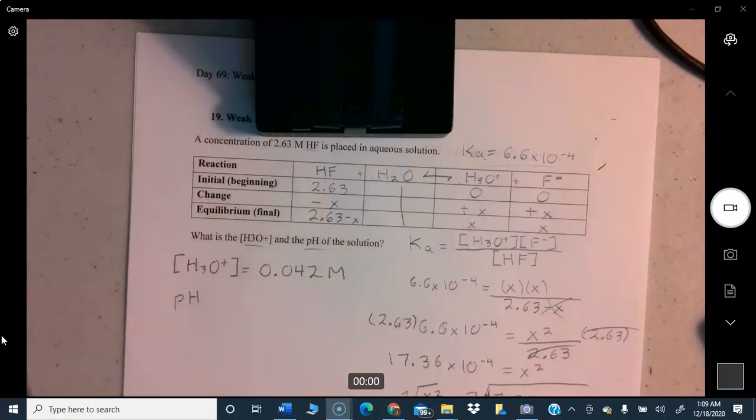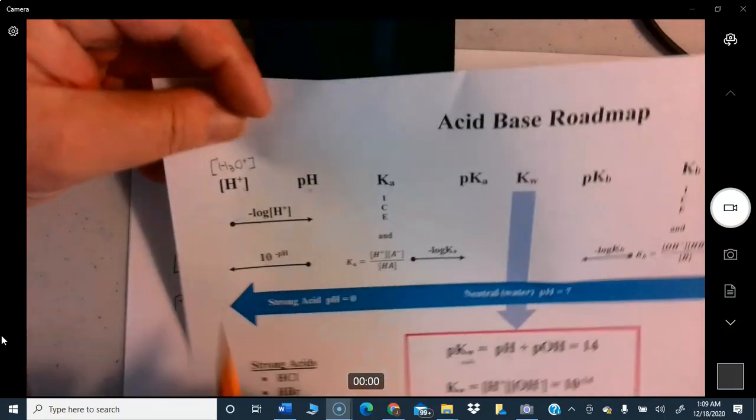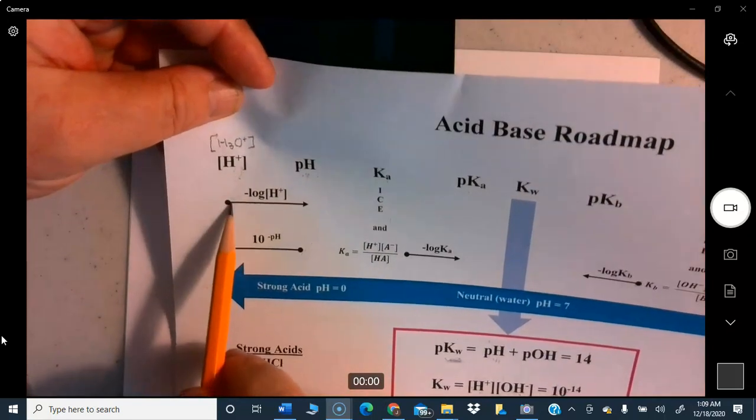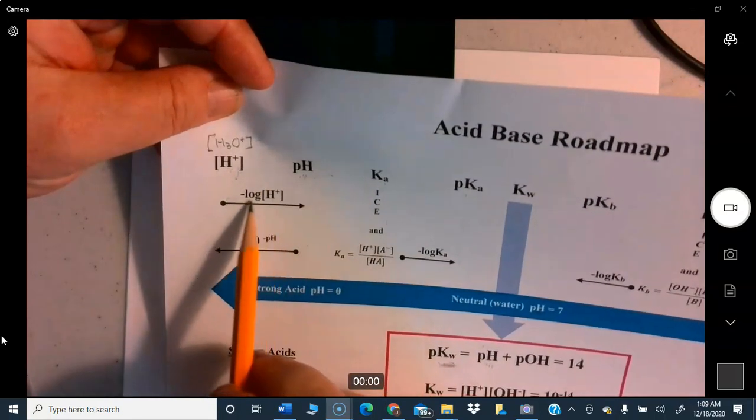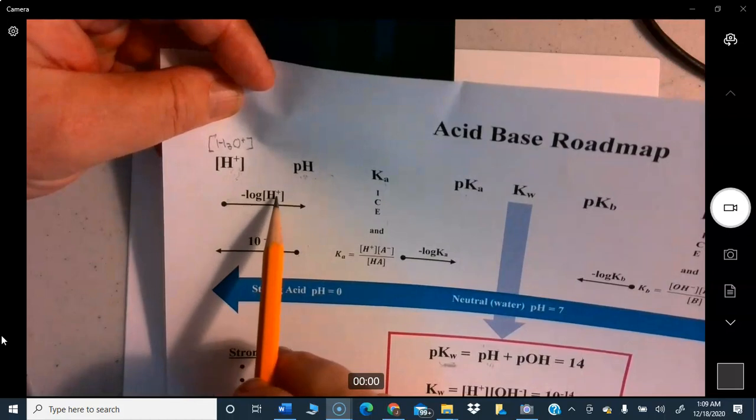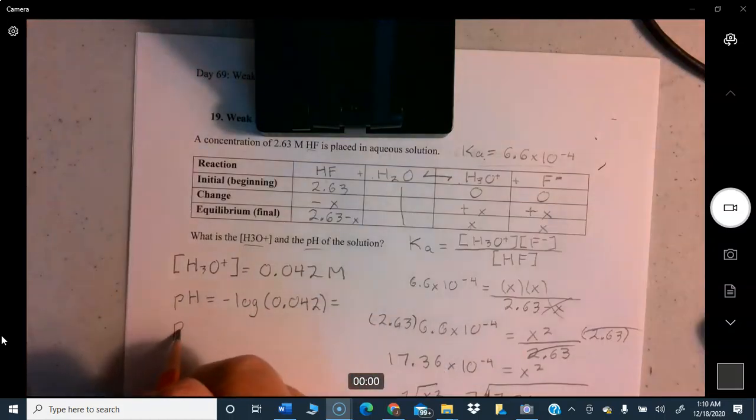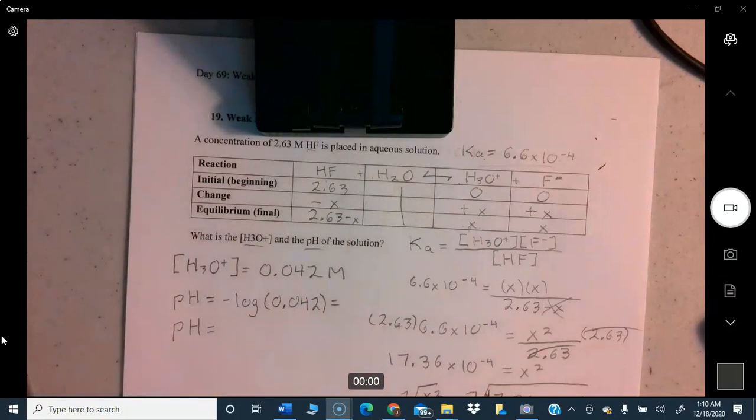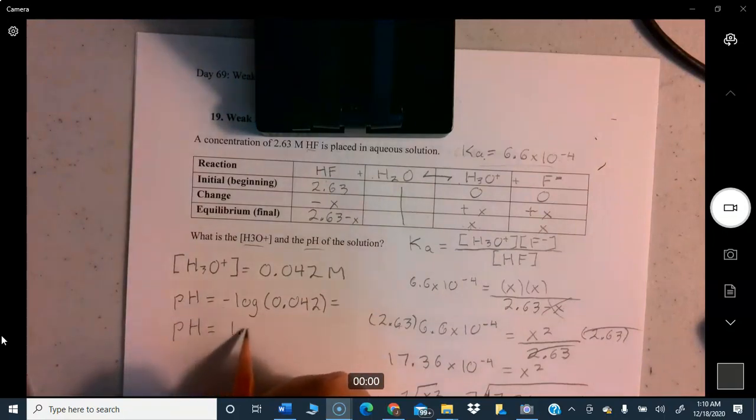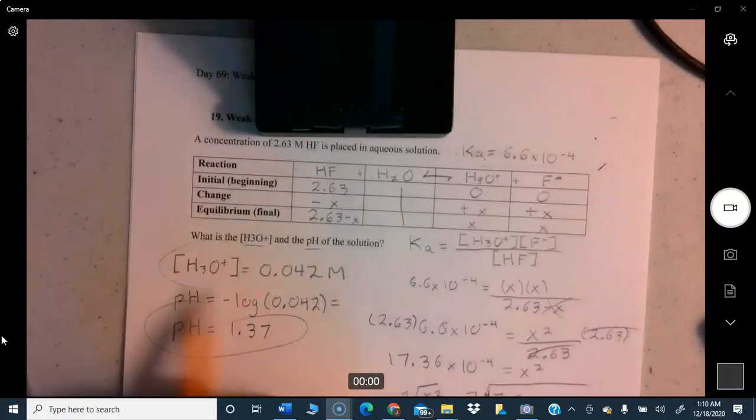And again, use your acid-base roadmap. You have this, that's the dot. You're moving over to this, so it's negative log of the H3O concentration. And that gives us a pH of 1.37. Okay, so that answers everything that it's asking for hydrofluoric acid at that concentration.